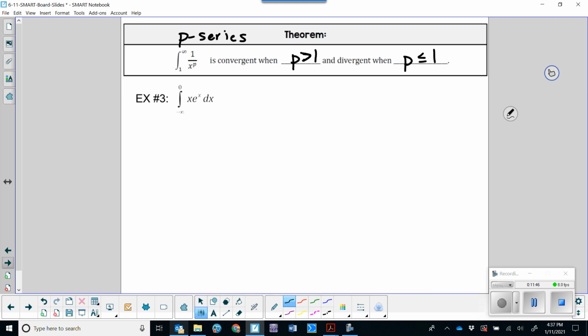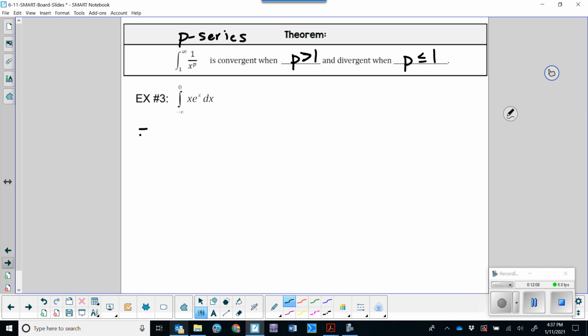Okay, so let's look at example 3. So minus infinity to 0 of x e to the x dx. So again, new problem. I now have one of my limits of integration is infinite. Okay, so this is now a problem that I have an infinite discontinuity. So this is an improper integral.